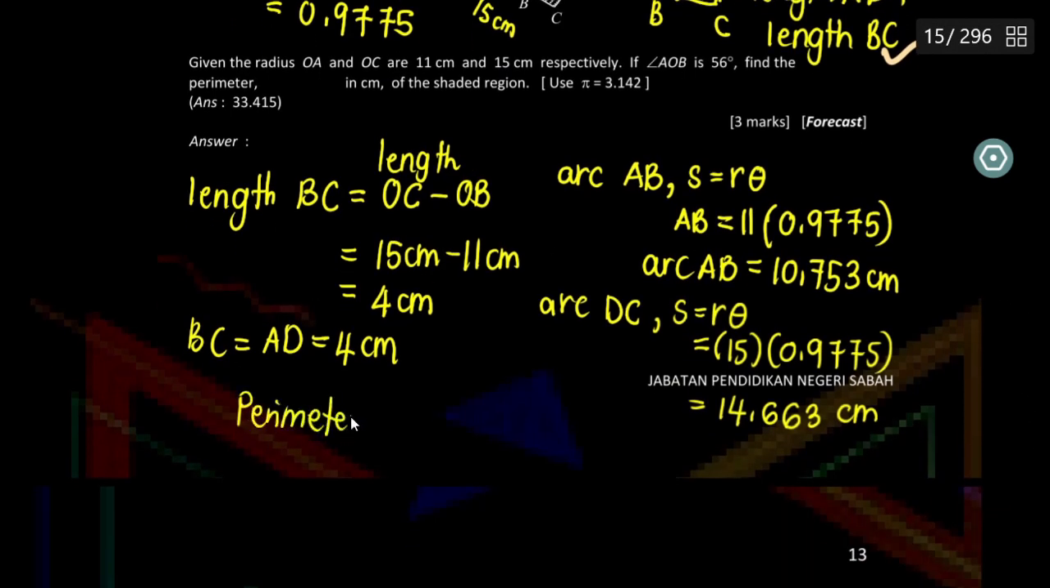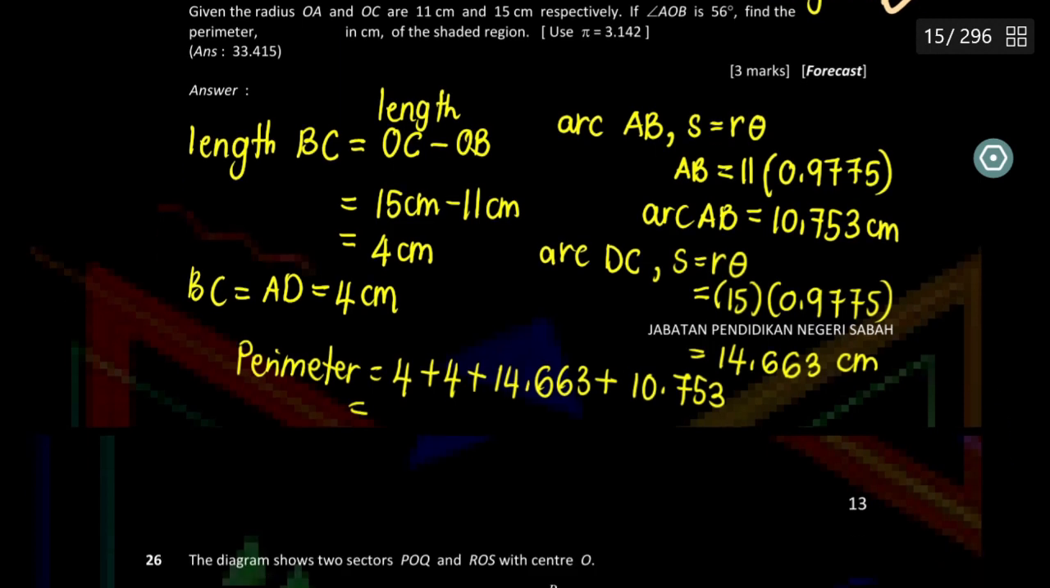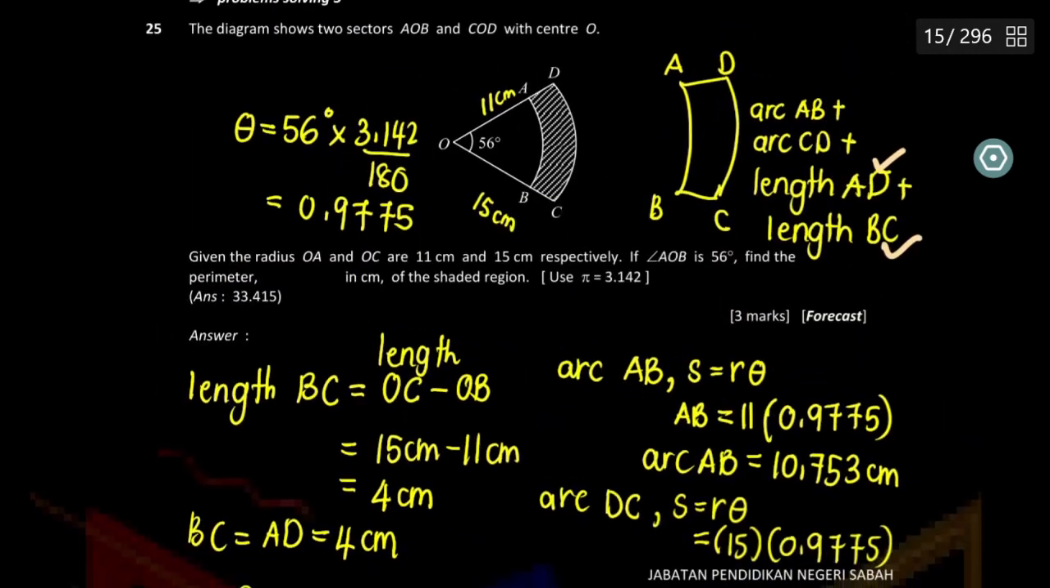Now we add all the values that we got. The perimeter will be 4 plus 4 plus 14.663 plus 10.753, so our final answer is 33.416 cm. Done. This one was also one of the forecast questions.